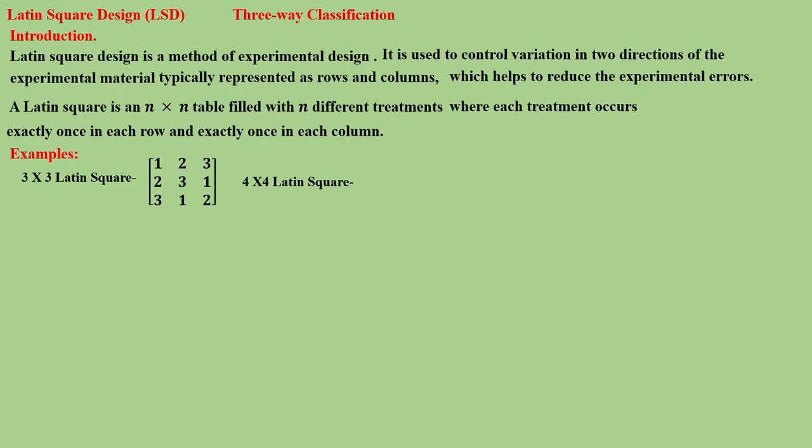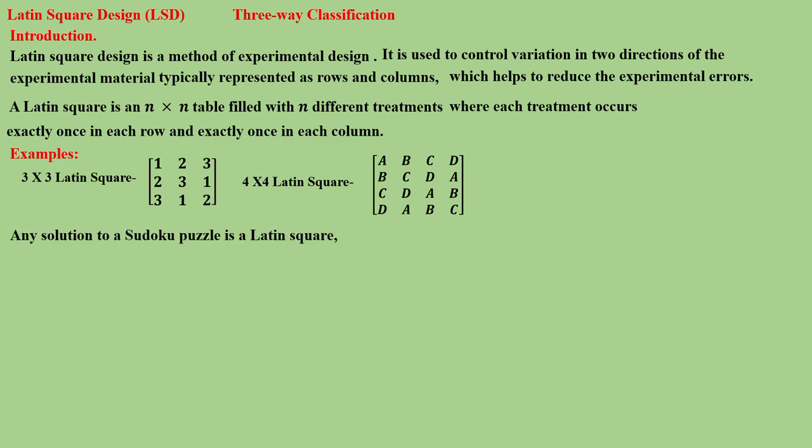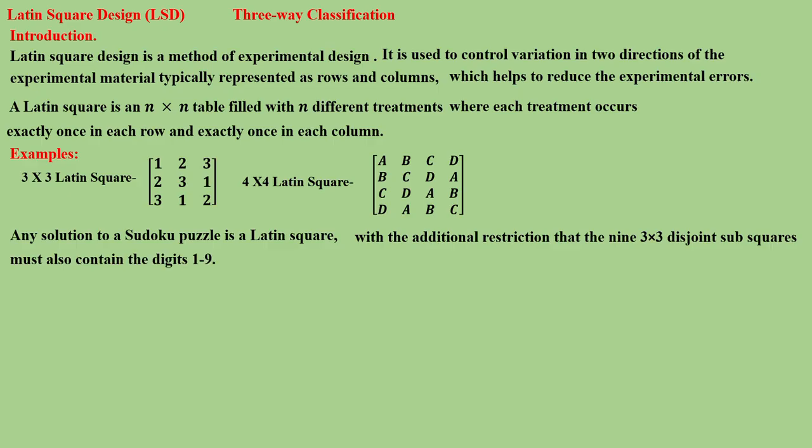Similarly for 4 by 4, A, B, C, D, right? We are taking. So any solution to the Sudoku puzzle we know is a Latin square, with the additional restriction that the nine 3 by 3 disjoint subsquares must also contain the digits 1 to 9, as clearly mentioned, right?